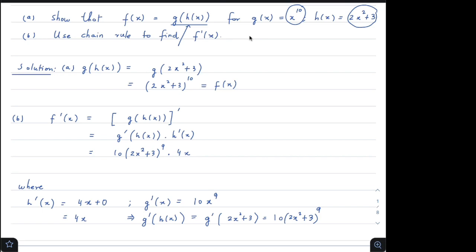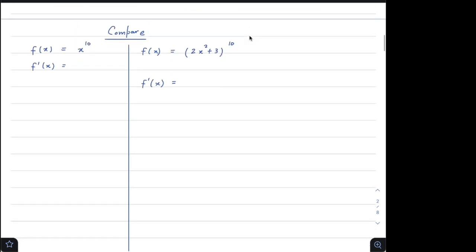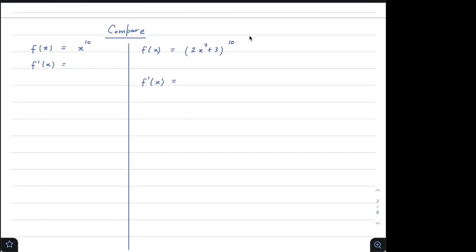The only problem is that this process seemed a bit tedious. So is there a shortcut? Is there a way I can find the derivative directly just by looking at the function? Let's try to analyze this a bit further to see if we can really do that. If you're given the function x to the 10, finding the derivative was pretty easy. The derivative was 10x to the 9. Using which rule? Using the power rule.